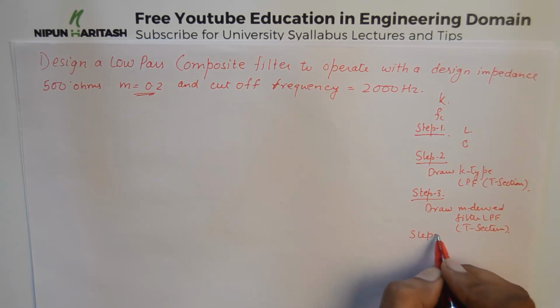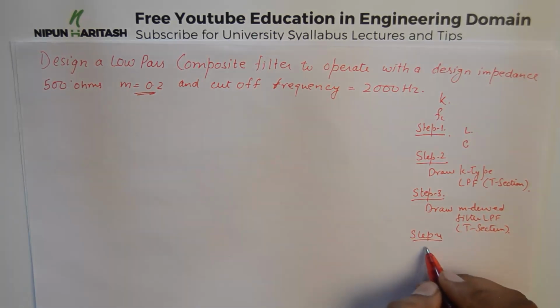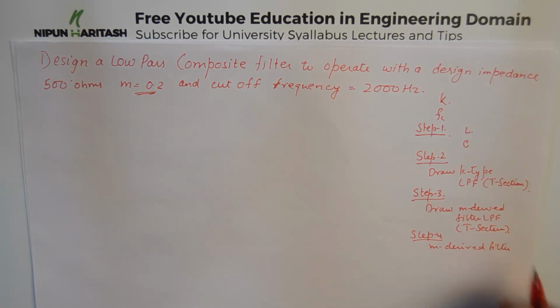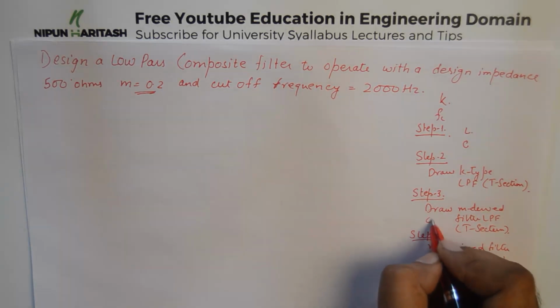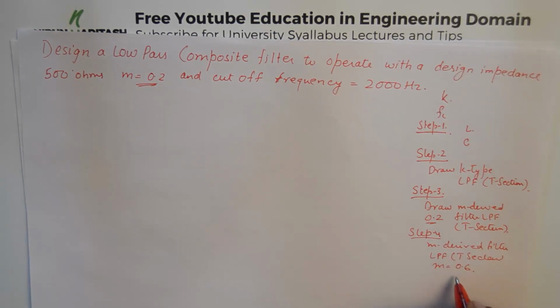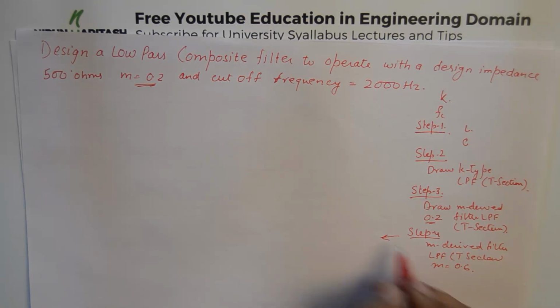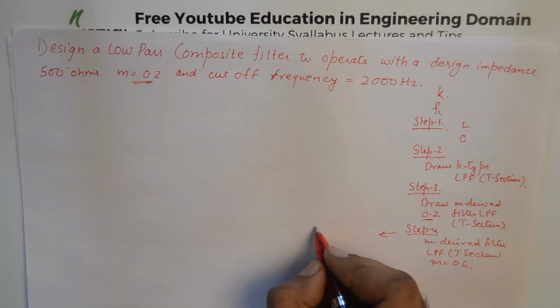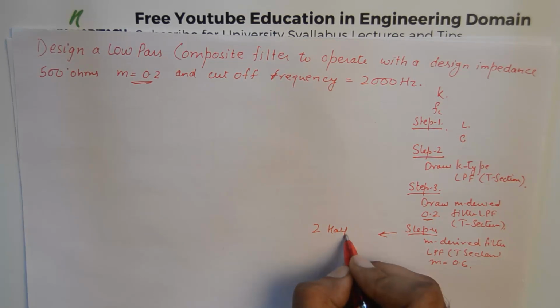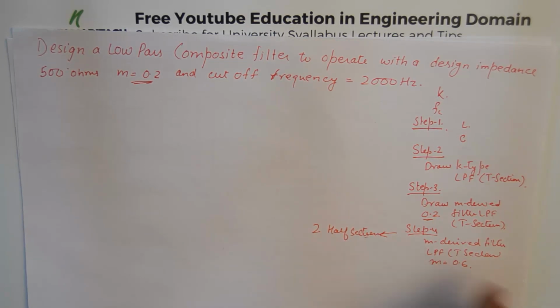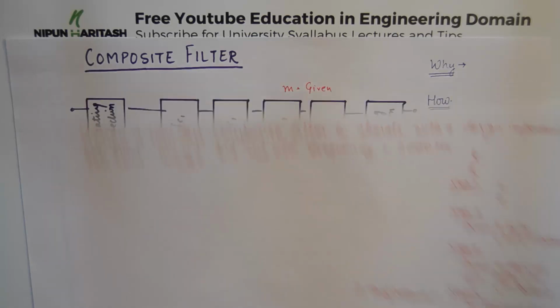And in step number 4 we'll make another M derived filter, again a low pass filter, T section, but this time around we'll use M is equal to 0.6. Over here we'll use 0.2, and here we'll use M is equal to 0.6. And the reason is that from this M derived low pass filter we'll make 2 half sections, and we'll use those half sections to terminate the filter.